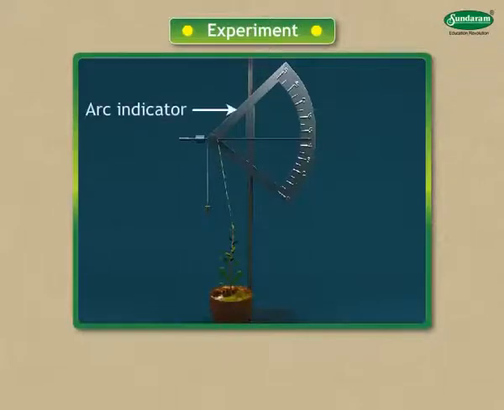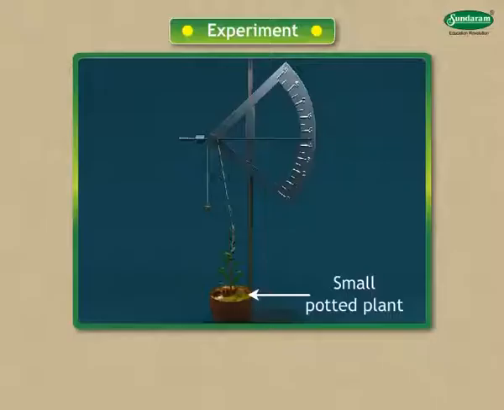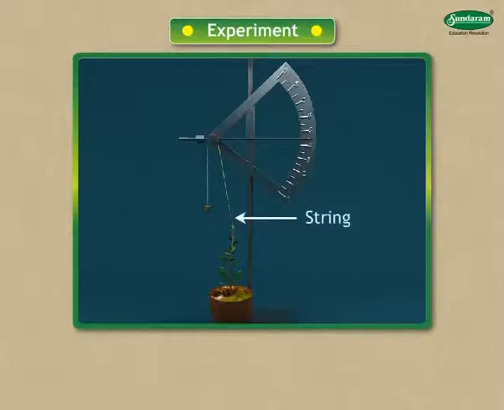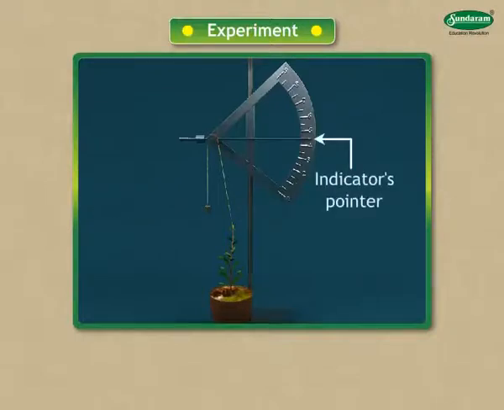Take the arc indicator from the laboratory. Take a small potted plant. Tie one end of a string lightly to the tip of the plant's stem. Pass the string over the pulley of the arc indicator. Tie a weight to the other end of the string, which will just keep the string taut. Note the position of the indicator's pointer.